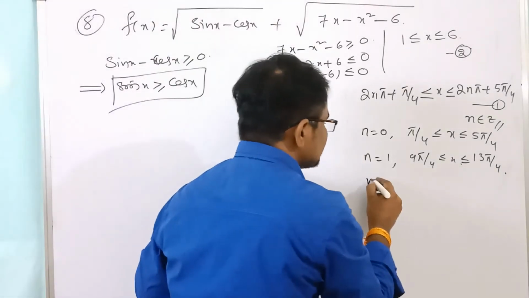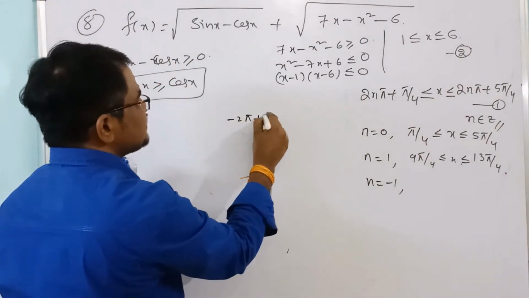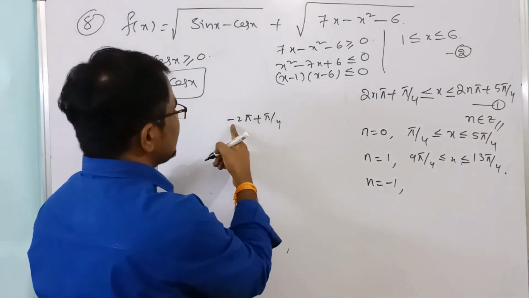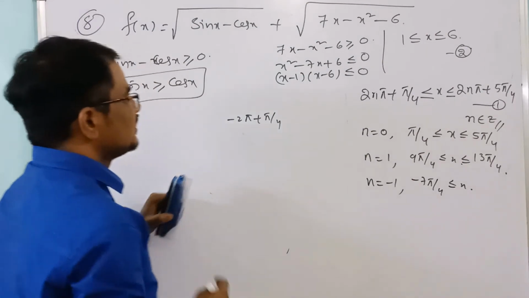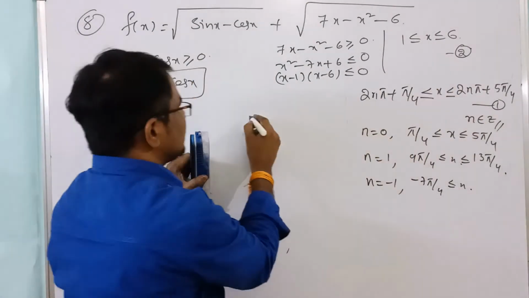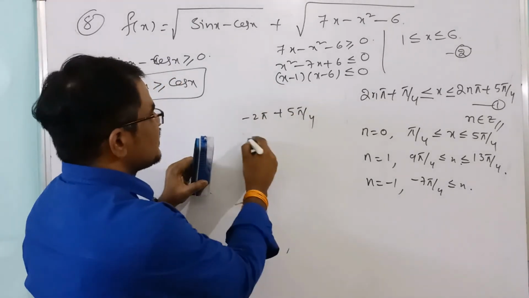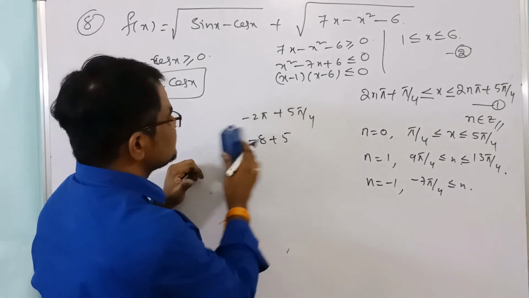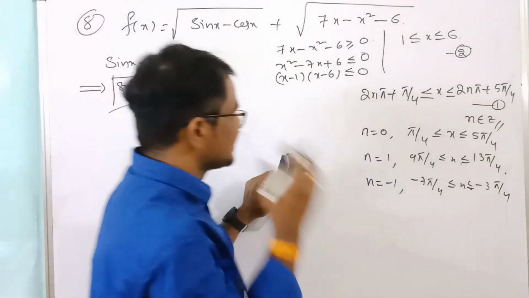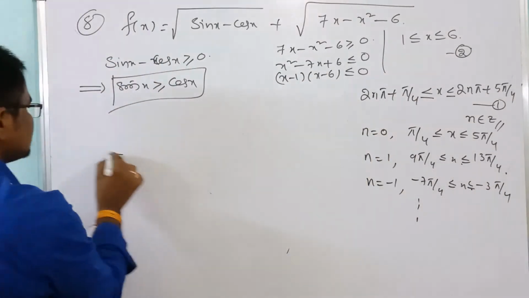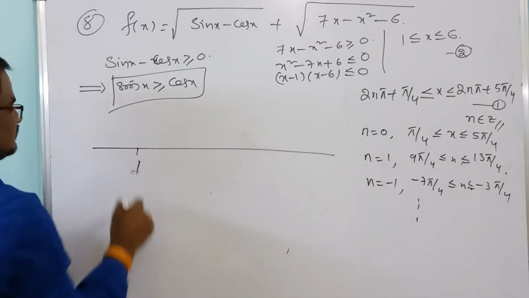Next, suppose n equal to minus 1. Minus 2 pi plus pi by 4 means minus 7 pi by 4 less than or equal to x. And minus 2 pi plus 5 pi by 4 means minus 3 pi by 4, so x less than or equal to minus 3 pi by 4. Like this I will take. Next, here this is 1 and this is 6.